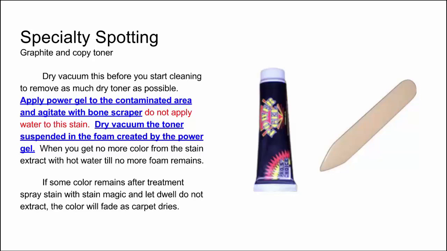Once you get it all dry vacuumed, what you want to do is apply the Power Gel product, another Pro's Choice product, to this contaminated area.